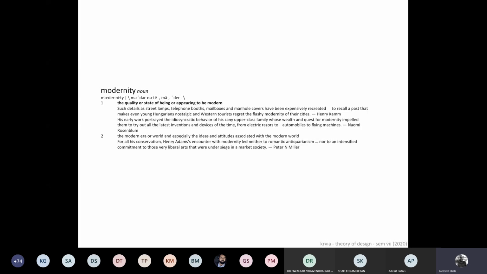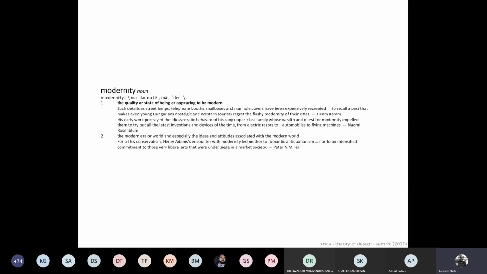So there was a way of looking at modernity at the time of independence or before that, and now it is still modern. It is still modern, but this sense of modernity keeps fluctuating.